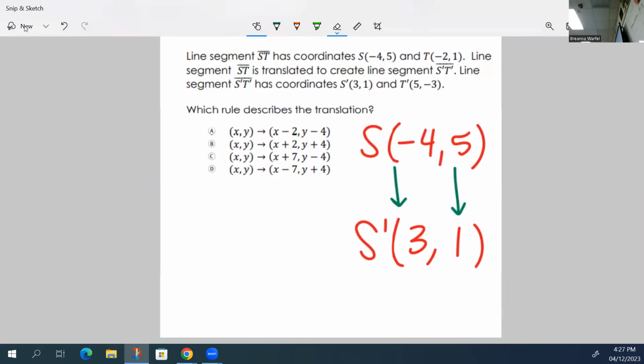And so you got to figure out, how do I get from -4 to +3? You're going to add 7. And how do I get from +5 to -1? You're going to subtract 4. So your answer should be C. You could graph these if you wanted to and count how you move. And the same thing should work with T. So if you're looking at T, to get from -2 to +5, you would add 7. To get from +1 to -3, you would need to subtract 4. So your answer for number 3 is C.